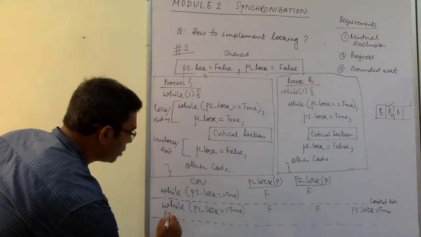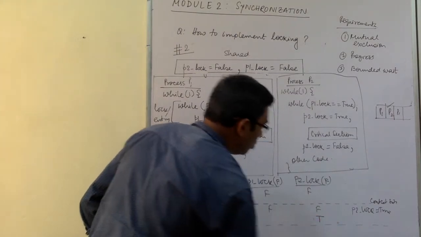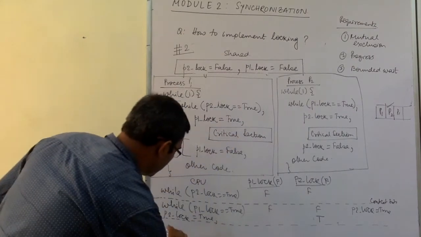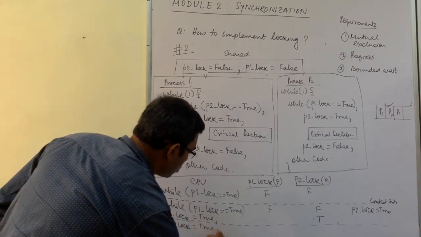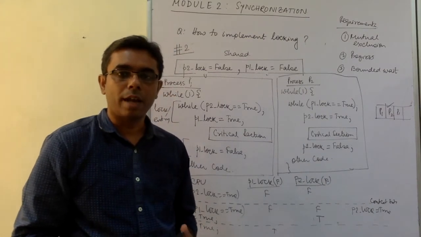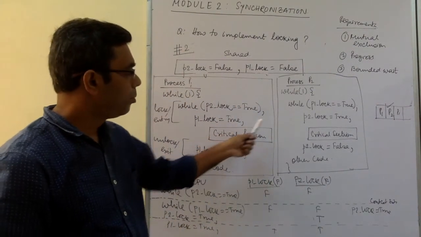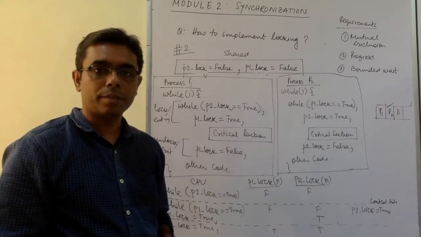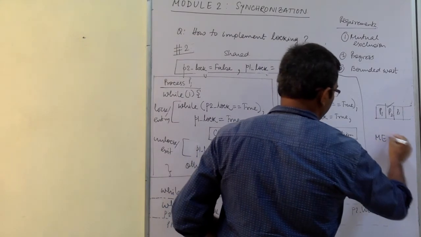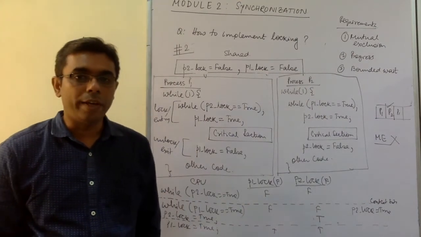Let me write it here. Suppose P2 lock equal to true: this process had executed this line, so it had made this equal to true, and now the control comes back to P1. P1 now executes this line, and it makes P1 lock equal to true, and both of them enter the critical section at the same time. P1 lock is also true, P2 lock is also true, and both of them are now in the critical section. That's what the problem was. That means this solution, this attempt of introducing two locks, fails the mutual exclusion property.